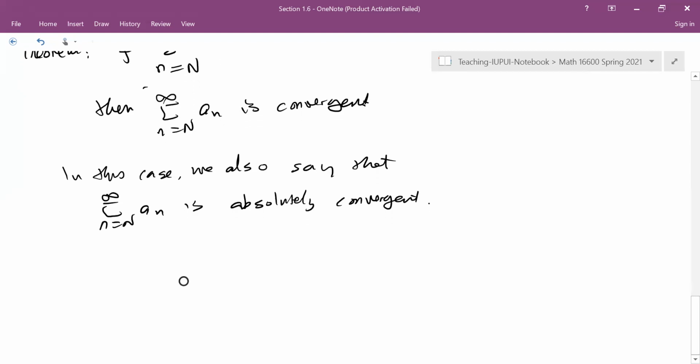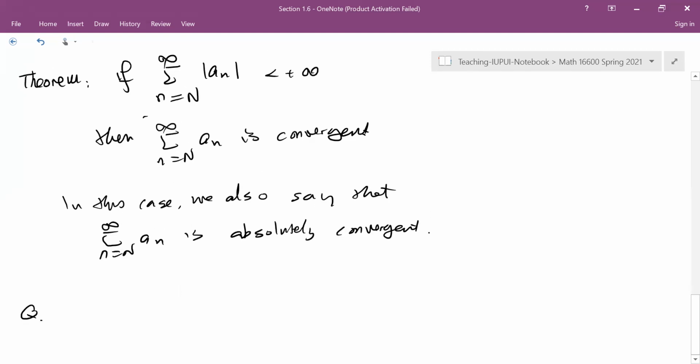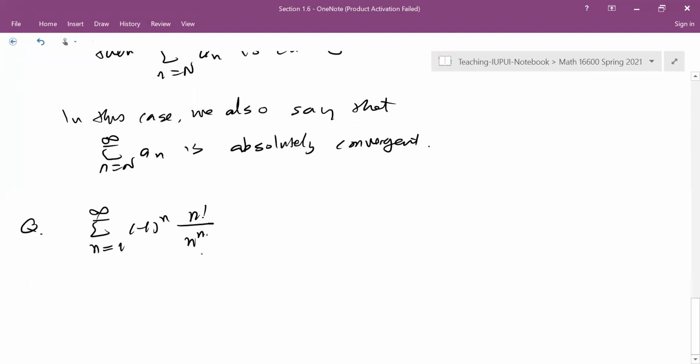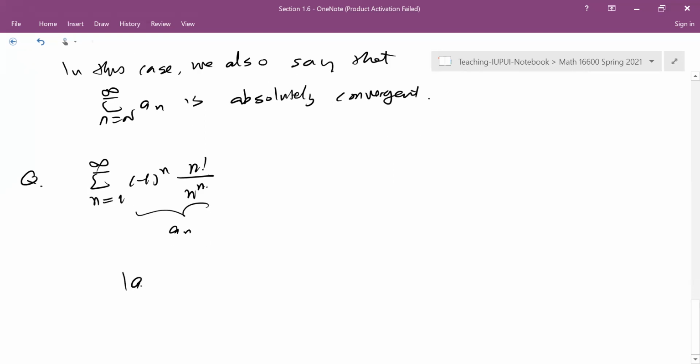So we're going to use this to do the following. We accept this theorem right now, okay? So you go back to this series again. This is my a_n. So I take a look at the absolute value, and then you have n factorial over n to the nth power.